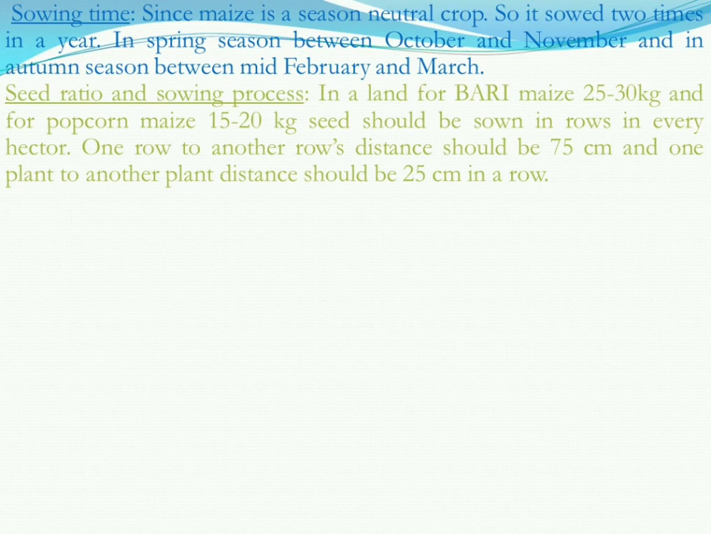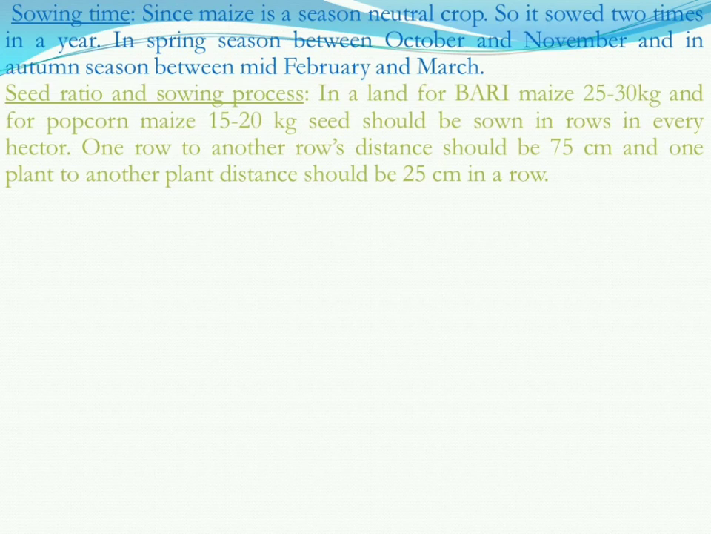So what should be the seed ratio and sowing process of maize cultivation? In a land, for Bari maize 25 to 30 kg, and for popcorn maize 15 to 20 kg seed should be sown in rows in every hectare. In every hectare, if we are growing Bari maize, that means the hybrid quality, and if you want to produce popcorn maize, then you have to sow the seeds of the mentioned amount.